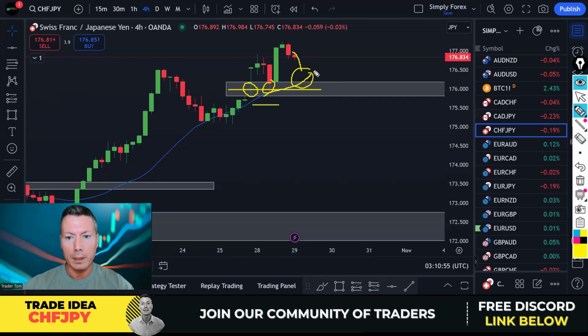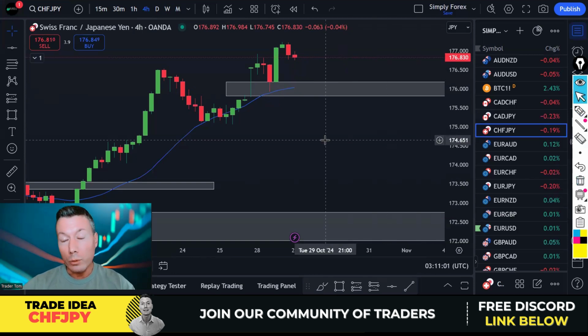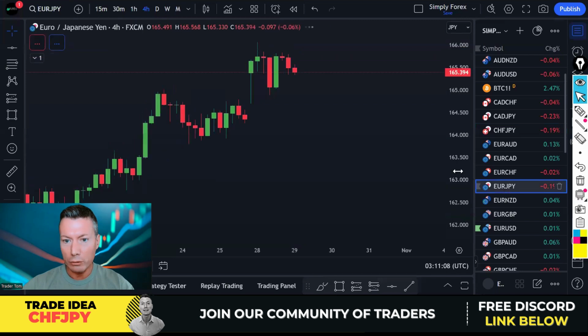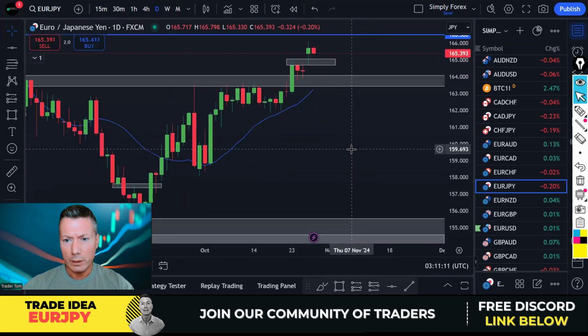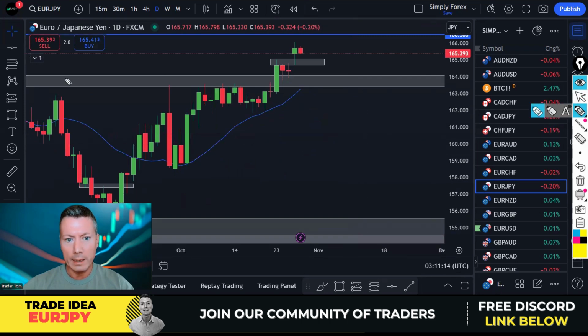Put your stop loss below here, take price higher. So Swiss franc yen, also like Euro yen buys, but I actually prefer Swiss franc yen. But let's just take a quick look at Euro yen. We look at the day chart, right? This too is breaking key resistance levels. We're clearly in this uptrend.